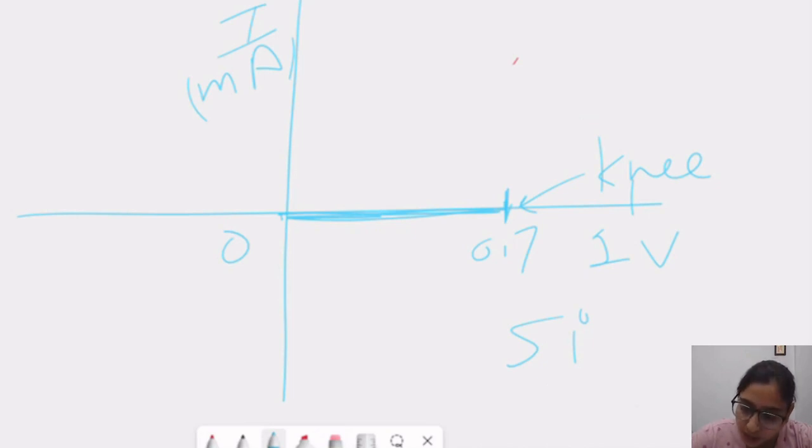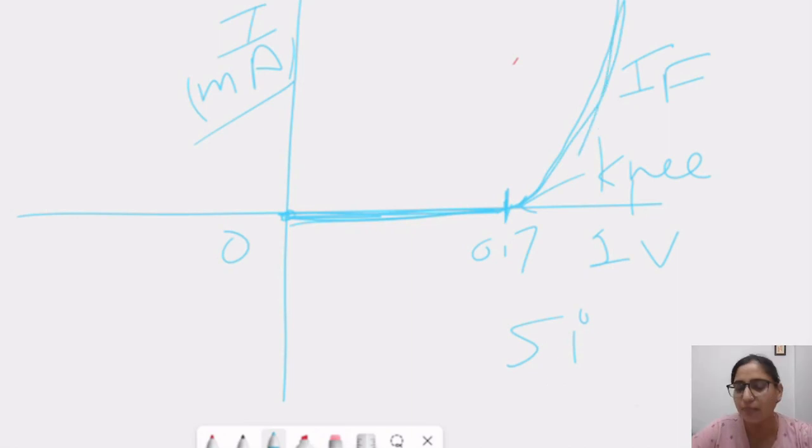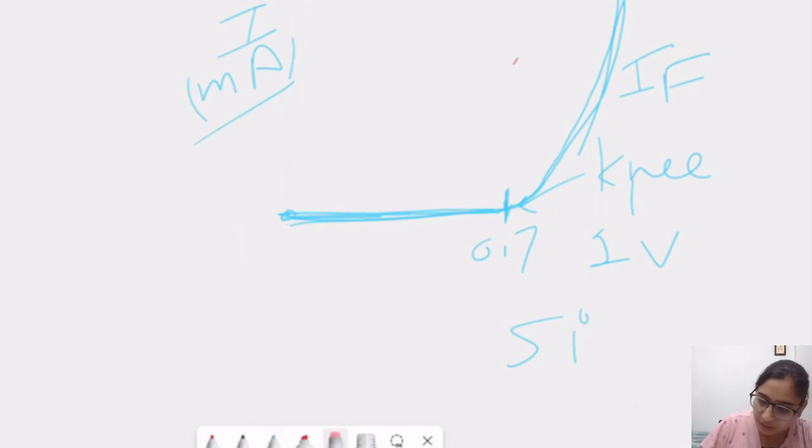When the diode achieves this, the current starts flowing exponentially, and the increase in current is in milliampere, and this is considered as forward current or IF. So this is the basic VI characteristics of a forward bias practical PN junction diode. Now, with the help of the formula, we will discuss it in detail.